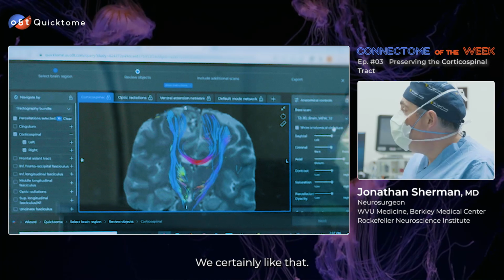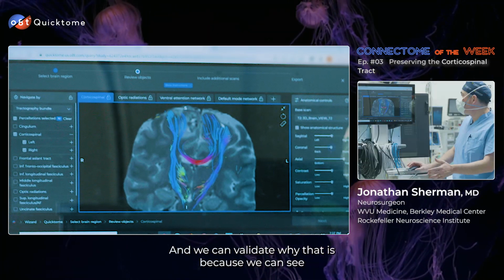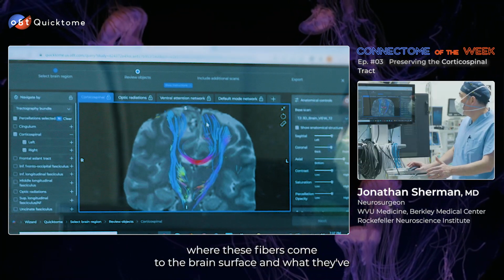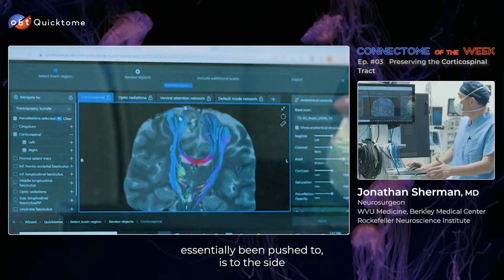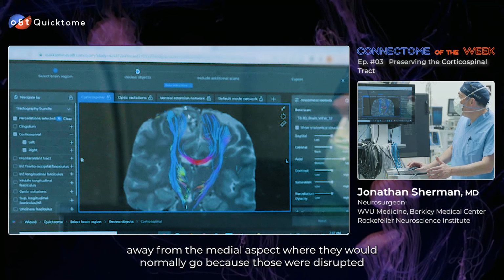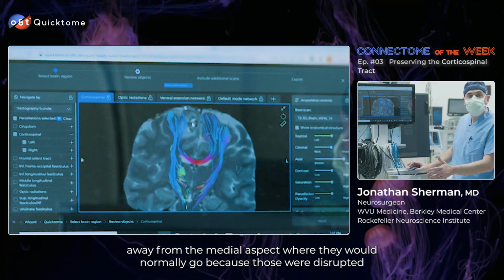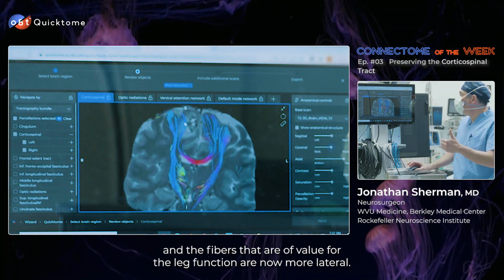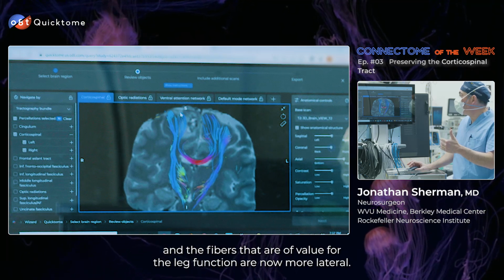We certainly like that. And we can validate why that is, because we can see where these fibers come to the brain surface. And what they've essentially been pushed to is to the side, away from the medial aspect where they would normally go, because those were disrupted, and the fibers that are of value for the leg function are now more lateral.